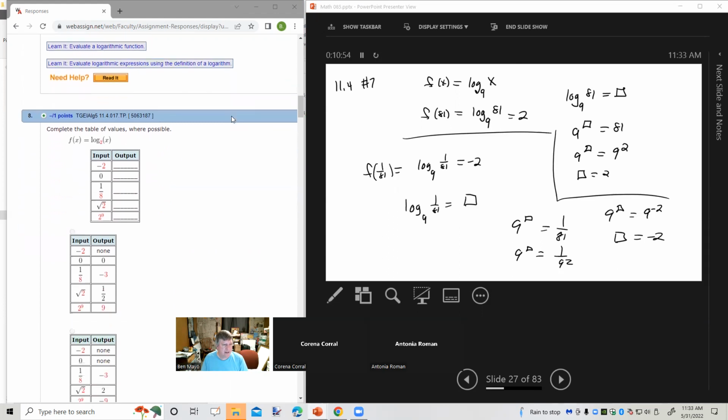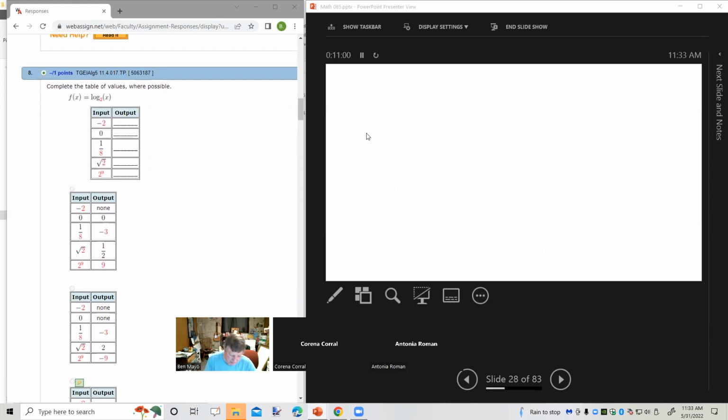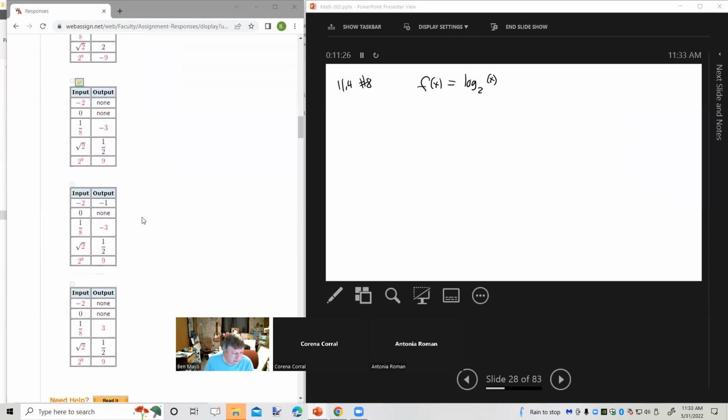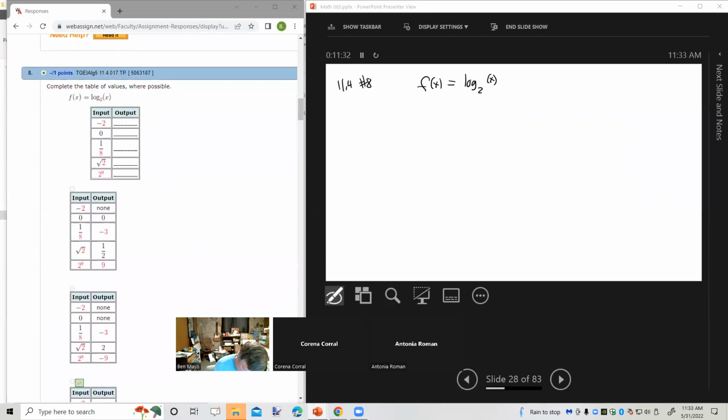Okay, we're going on and taking a look at problem number 8. This is still in section 11.4, number 8. It says complete the table of values when possible. F of x equals log base 2 of x. And then it has input values of -2, 0, 1/8, square root of 2, and 2 to the 9th power. And it's a multiple choice. We need to pick which one is correct. And they all have the same inputs on the left. So let's just go ahead and complete the table.